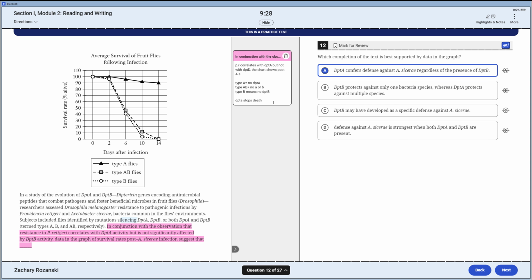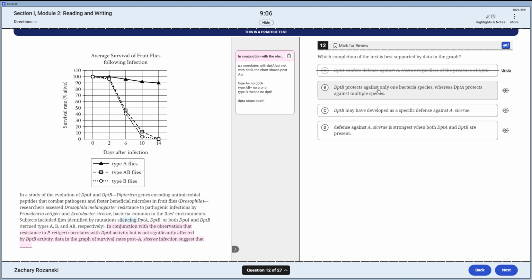DPTA was present in B. So this is so tricky. You're double inverting, but I think I've got it: A is a liar. DPTA does not confer defense, because when it wasn't there in type A, it was just fine. A falls. DPT protects against only one bacterial species, whereas DPTA protects against multiple.